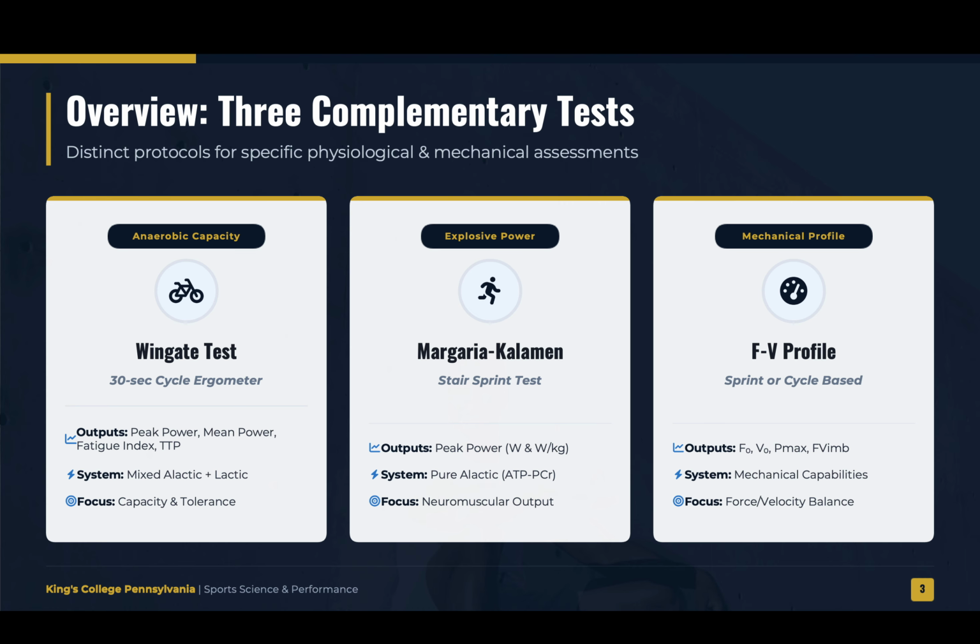The overview of the three complementary tests: we'll see that the Wingate test is anaerobic capacity on a 30-second cycle ergometer. Margaria-Kalman is an explosive power stair sprint test, and the force-velocity profile is basically a mechanical profile, sprinting or cycle based.